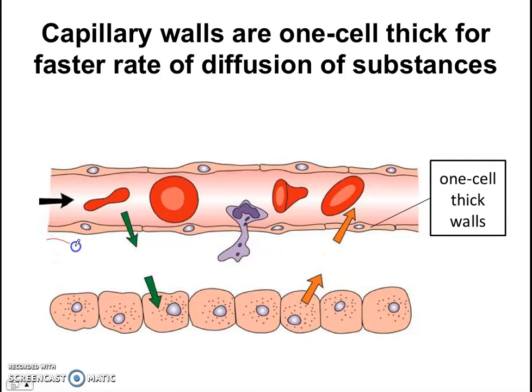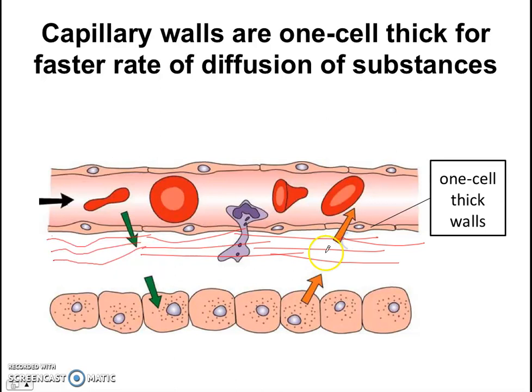Imagine if the capillary walls were much thicker. So imagine if they're made out of 3 or 4 cells. Imagine if it was a lot thicker, then the substances need to diffuse through more layers before they can reach the blood. So because capillary walls are only 1 cell thick, there's a faster rate of diffusion because the distance for diffusion is shorter.